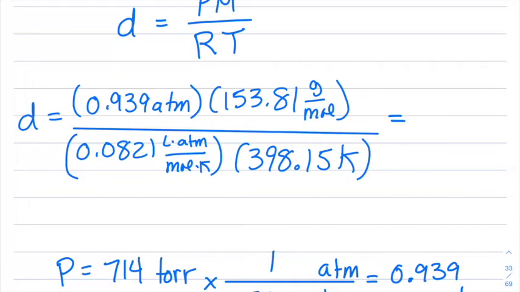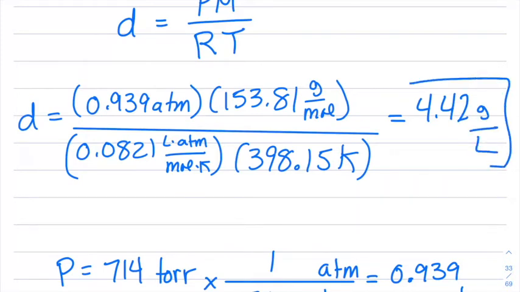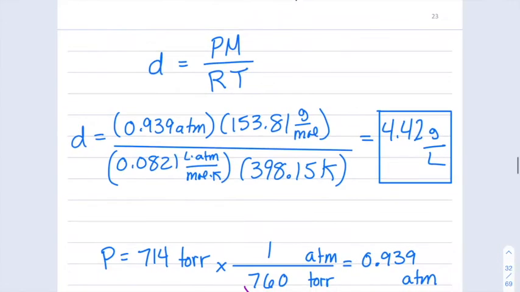All right. So let's go ahead and go over this. So it looks like 4.42, and we are in grams per liter. There we go. All right, so any questions on how we got this or the calculations or anything?